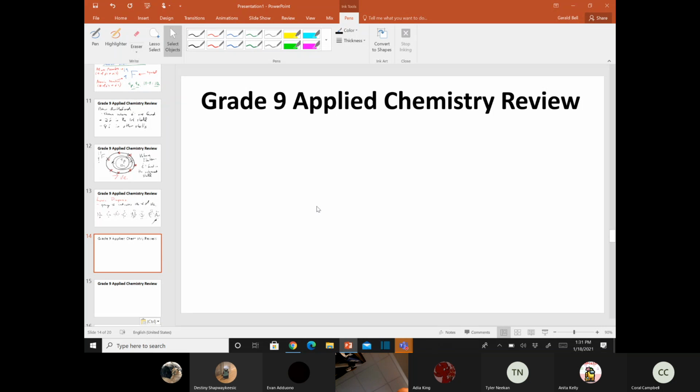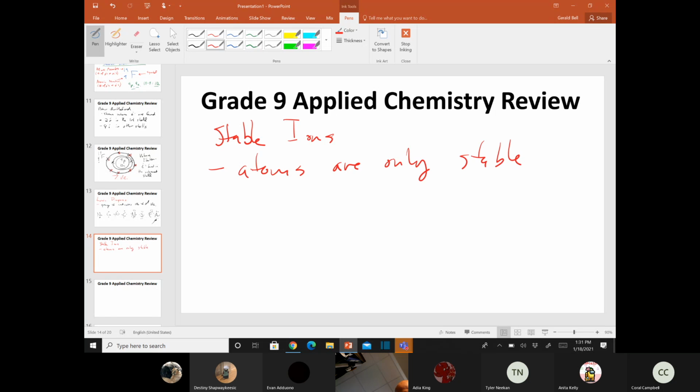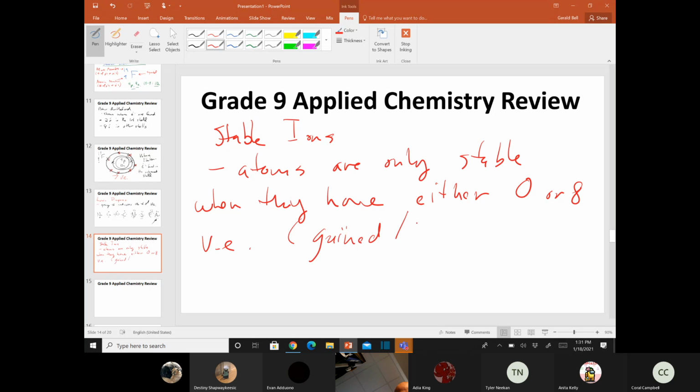Okay. I don't think I want to talk too much about stable ions. Let's just say that atoms are only stable when they have either 0 or 8 valence electrons. So that means that they must be gained or lost. And so we spent some time figuring that out.